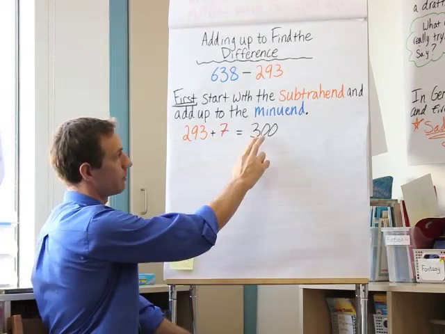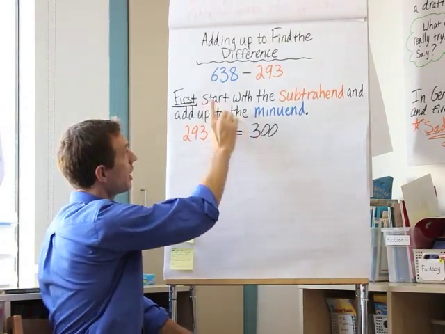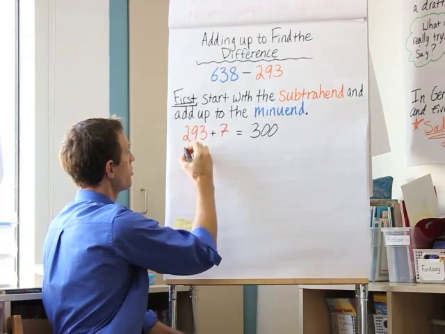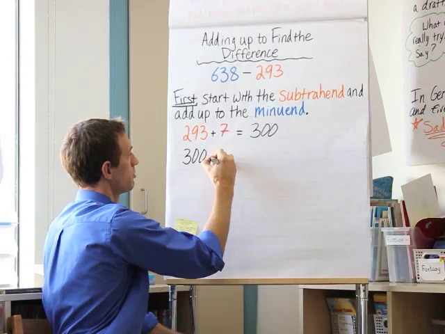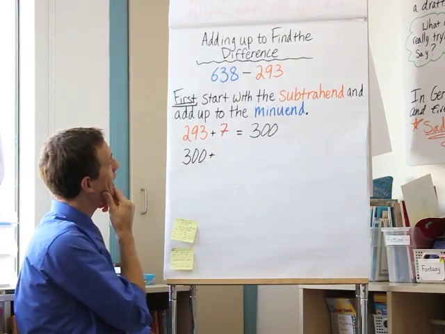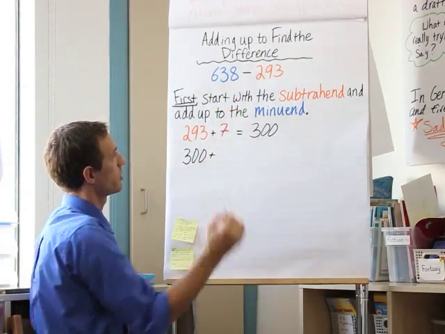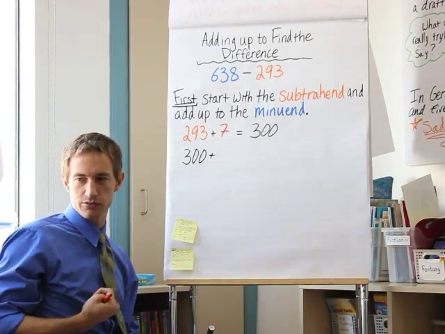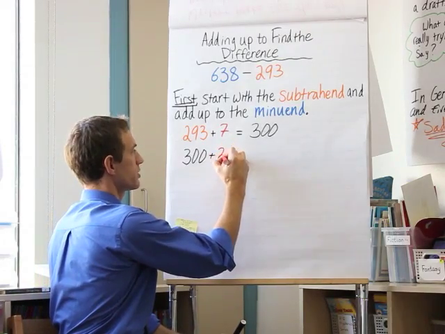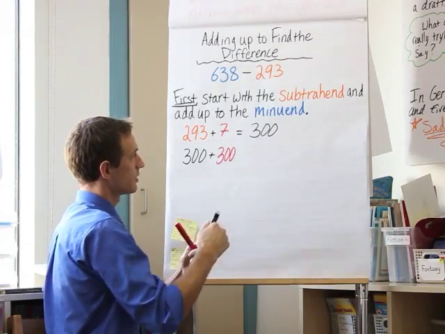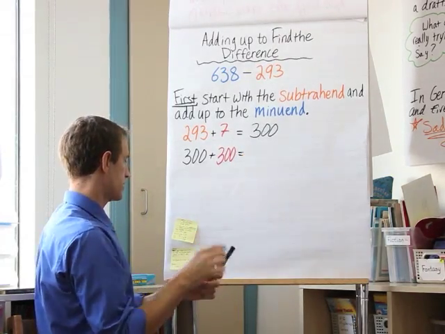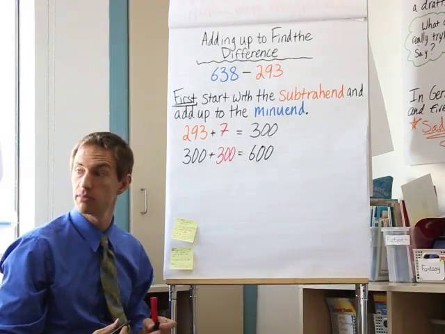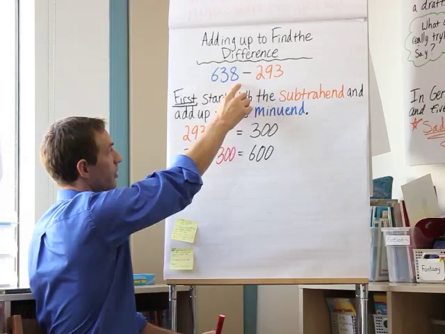Okay. Now, I'm going to add up to 638. So I have to continue to add to this number. So I'm going to bring it right down here. 300 plus. Now, what can I add to 300 to get closer to 638? Put your hands down. I'm just going to talk out loud to myself right now. I'm going to add 300 to get to 600. Am I getting close? Sure am. I'm getting closer and closer to 638.